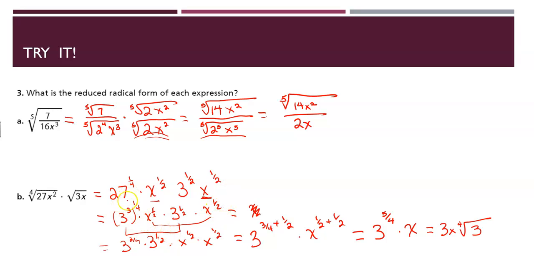Now this one is a little trickier. 27 is 3 to the 3rd. So when I take 3 to the 3rd to the 1/4, remember I multiply. So that gives me 3 to the 3/4. And then I can have a same base here. Once you have the same base, then you can add the exponents, and that's what I showed you over here. So a lot of detail, a lot of little steps, a lot of rules you have to remember. But again, the more you practice them, the better you'll get at it.